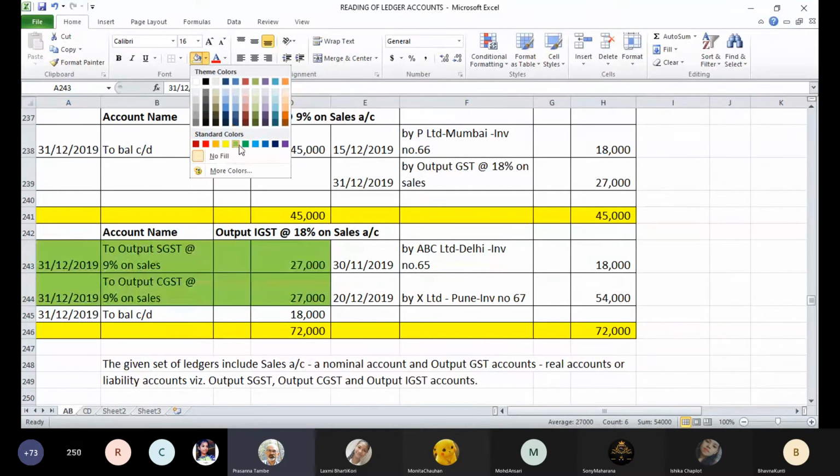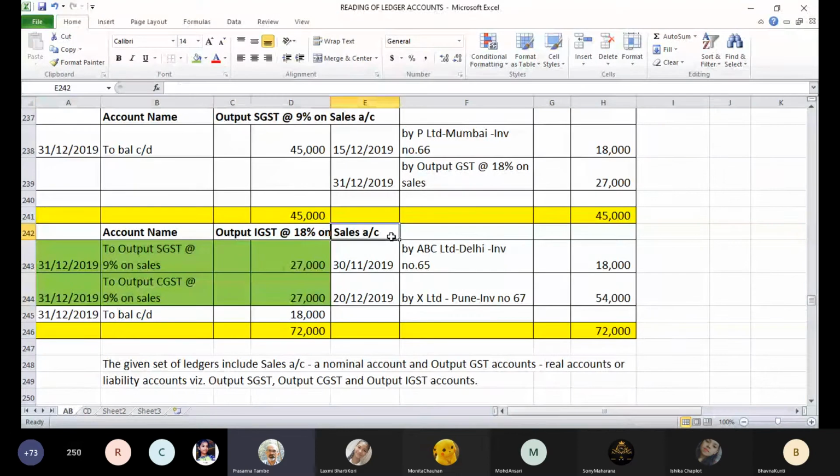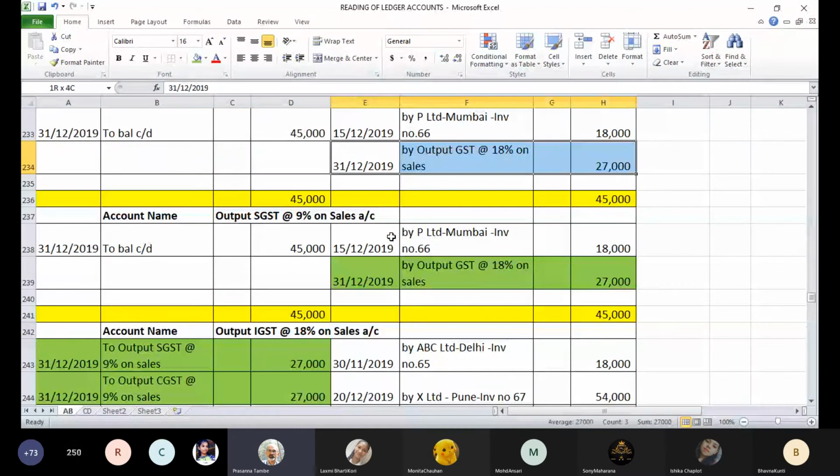What is the correction entry passed in this case? The correction entry is output IGST account debit to output CGST and output SGST. Now the correction entries have been already made. Okay. So you can see here on 31st December, output IGST is debited. Why is it debited? It is debited to make the correction of this X Limited invoice number 67, 54,000 entry. This needs a correction. So we have debited here 27,000 each. One has gone to SGST, another has gone to CGST.